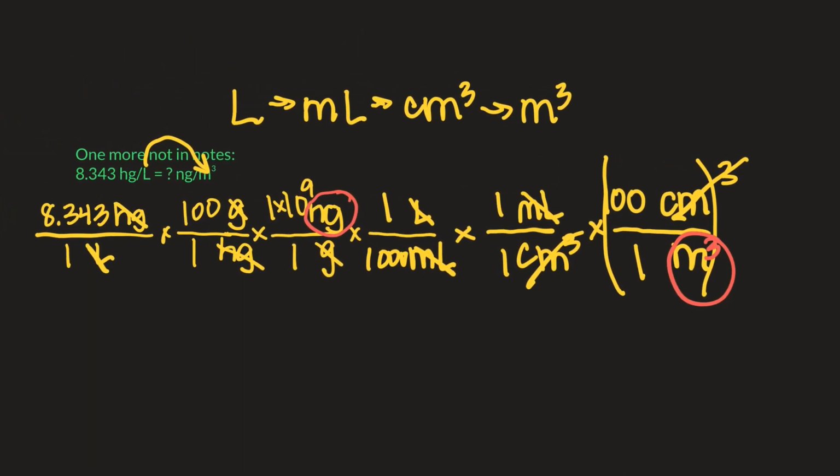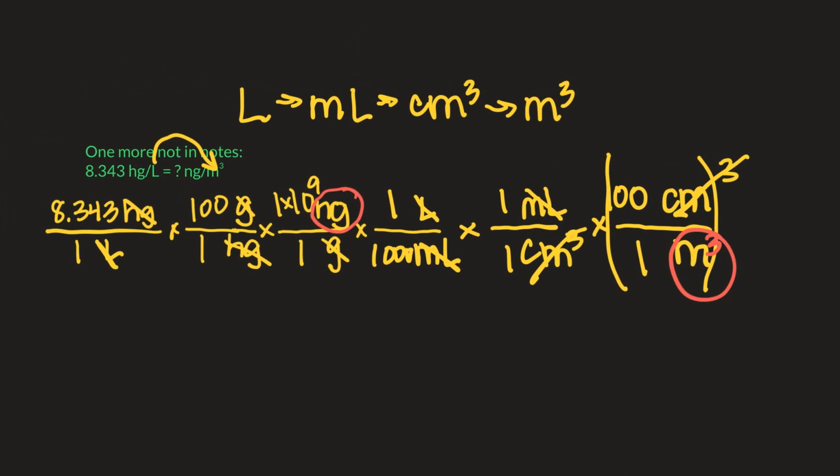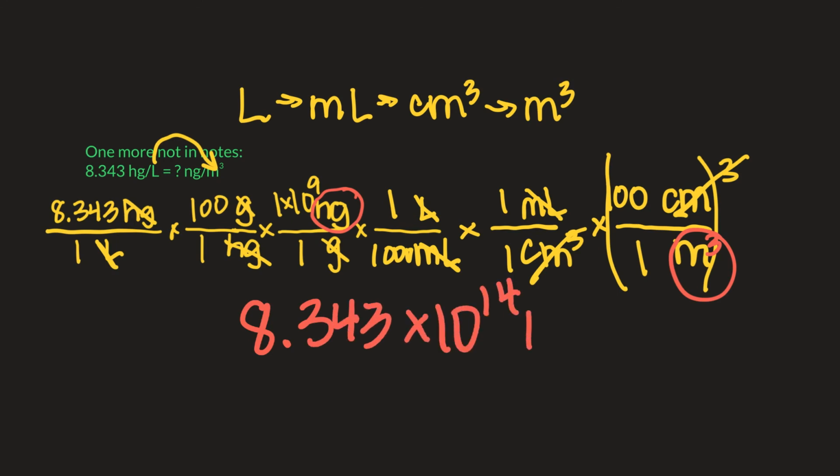So in your calculator, you can see we're going to cube the 100. That's what I would do first in my calculator. Times 10 to the 9th times 100 times 8.343. That's all my numbers on the numerator multiplied. And then I'm going to divide by only 1,000. So you can see this is going to be a pretty big number. So I get 8.343 times 10 to the 14th nanograms per meter cubed.